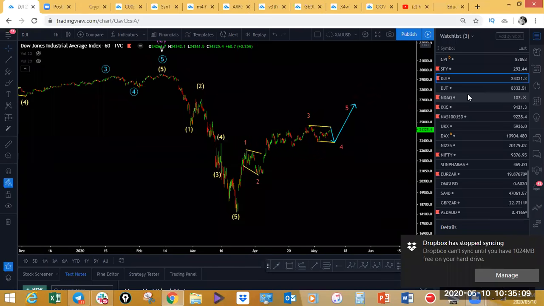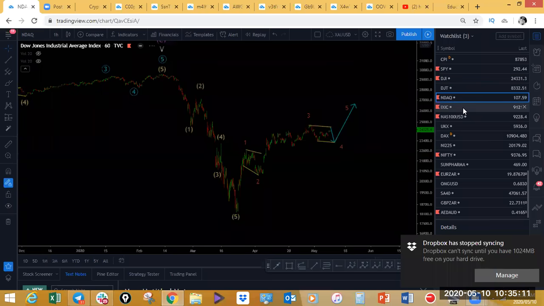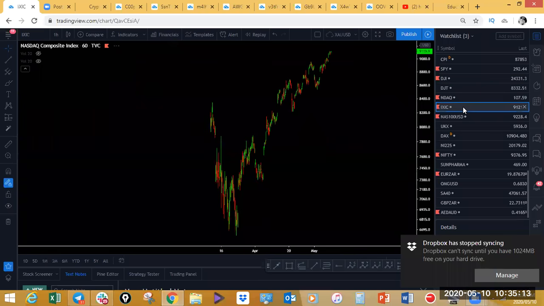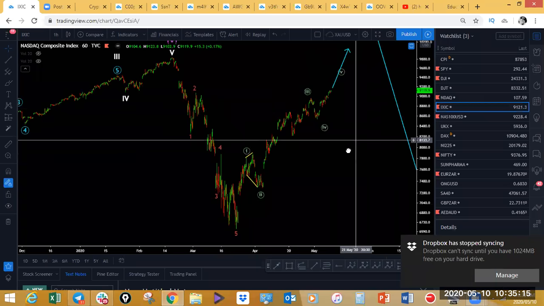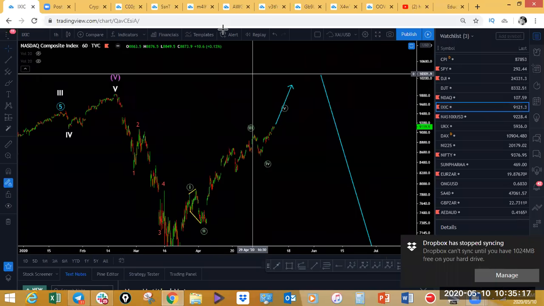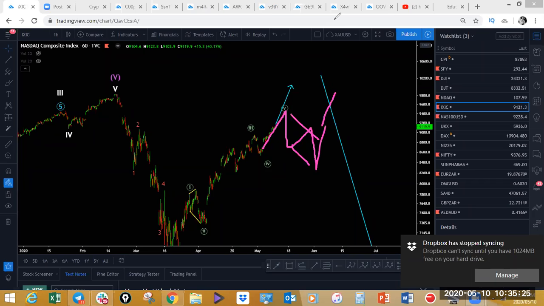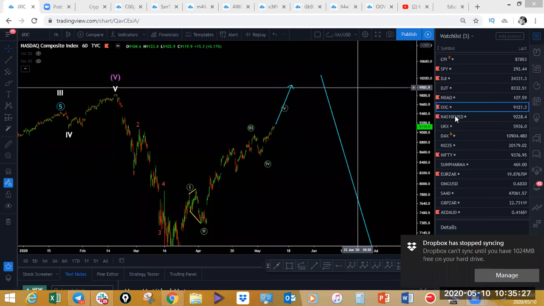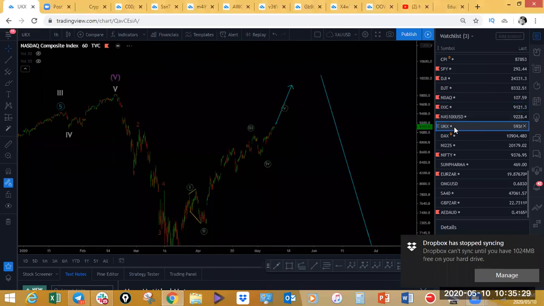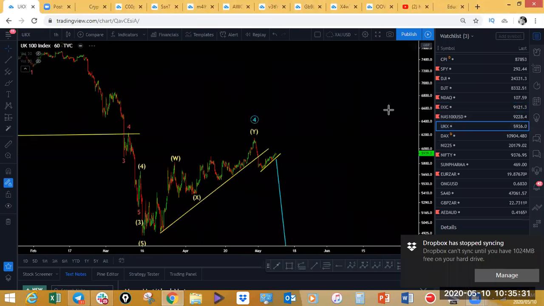All right, that is the Dow, and the NASDAQ will have a similar structure. 5 waves up. This one is already on its 5th wave. We're looking for this one to just push higher. Then we'll look for a pullback before continuation to the upside. That is the NASDAQ. Right, the UK 100.